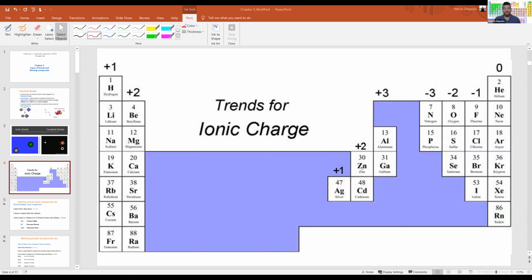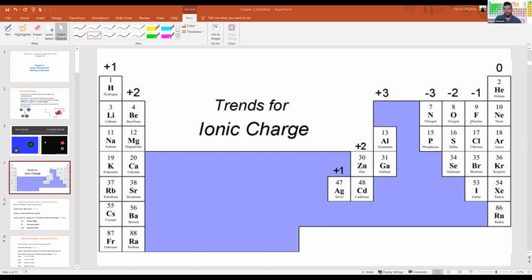The reason is that the only charge zinc could have is +2, and the same for cadmium. You see the trend from group 1A to 2A goes +1, +2. Then for silver it's +1, zinc and cadmium +2, aluminum and gallium +3. That's a really cool little staircase trend. And then it goes down from -3, -2, -1 to 0.